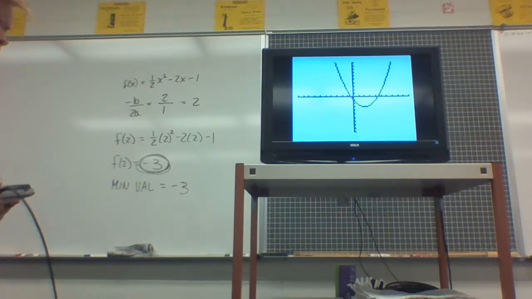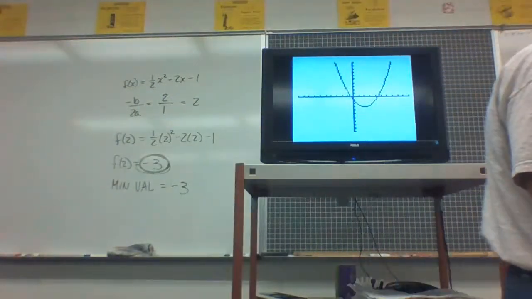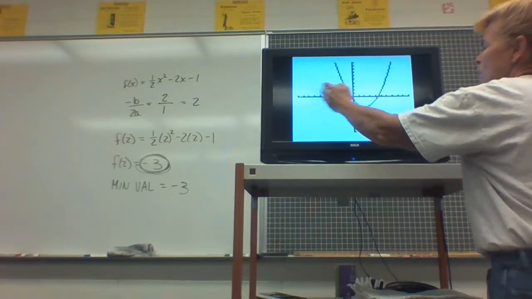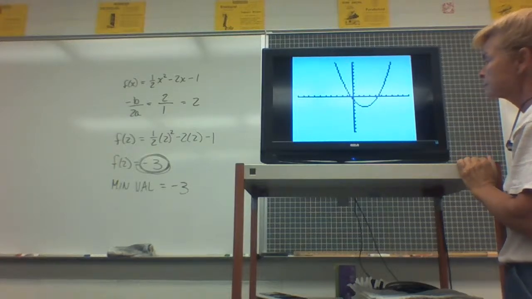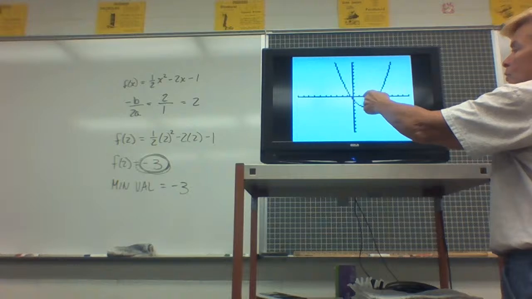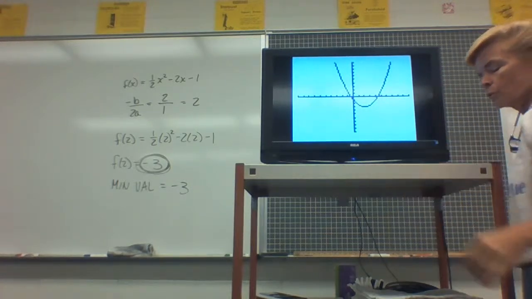And I want to talk to you about certain vocabulary about it, because this is what it says to do. Describe the domain and range of the function. Domain means all the x's that work. And if you remember, this thing keeps getting wider and wider and wider forever, which means that every single x has got a y value to go with it somewhere. So the domain is all real numbers.